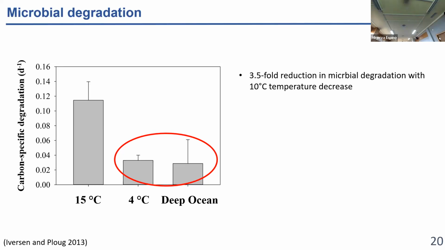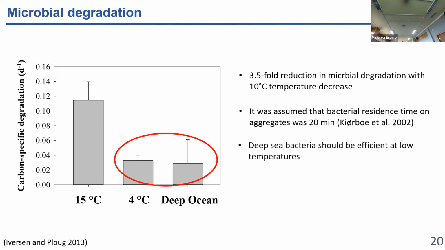So we made the aggregates in the laboratory and kept them in a water tank. After a certain time, we shifted half of them to 4 degrees and kept on measuring them over 3 weeks, I think. And we basically saw the shift down to this 2 to 3% degradation, which fitted with the in situ. And so we assumed that we basically had a 3.5-fold reduction in microbial degradation with a 10 degrees temperature decrease.